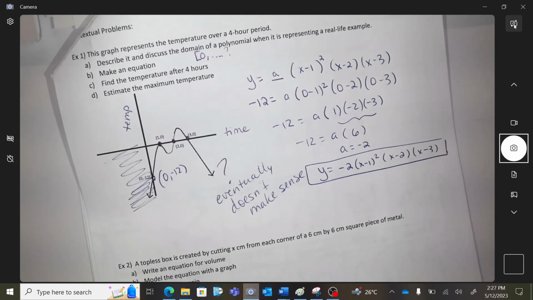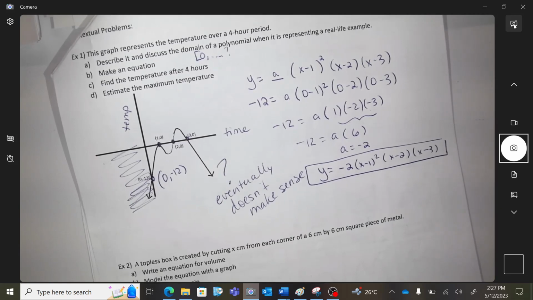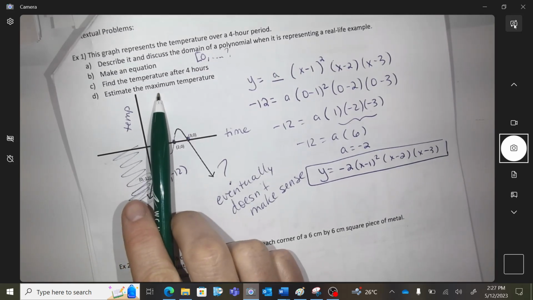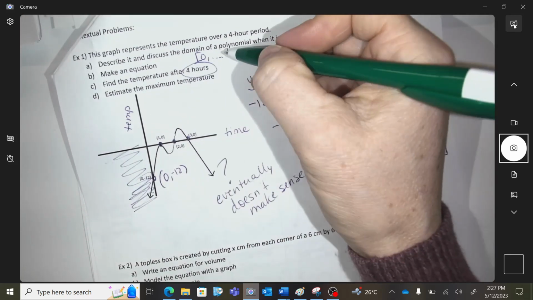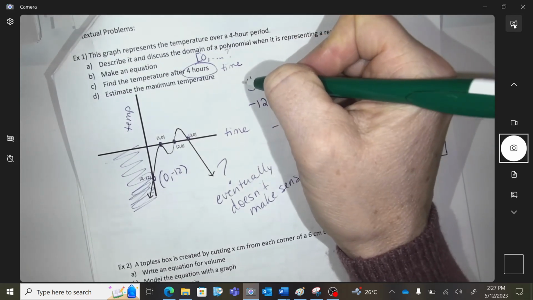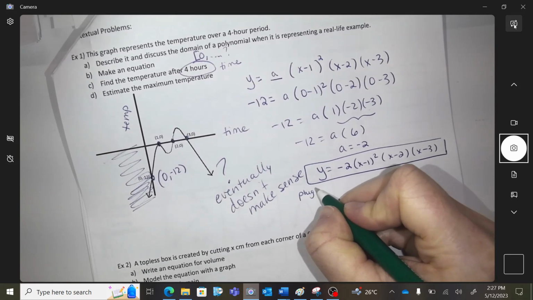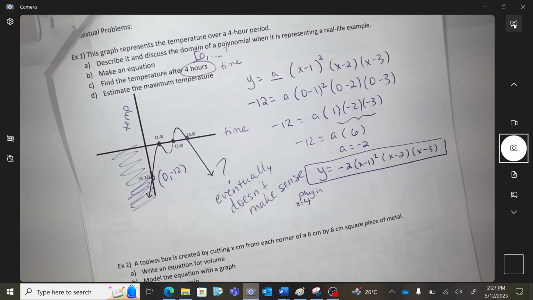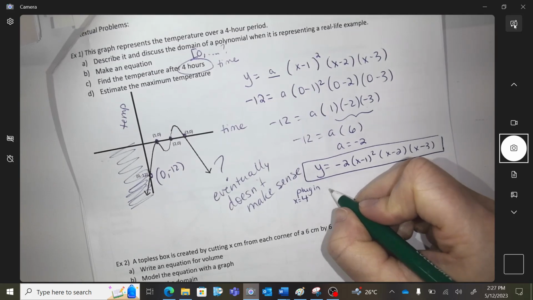Okay, on your test, please pay attention, and in your homework, here I'm using y's and x's. I might have on the test use an H and a T, so just be careful of your letters. Find the temp after 4 hours. So what am I going to do? 4 hours is a time. So I'm going to now plug in a 4 to replace the x's into this equation, because now the time is 4.